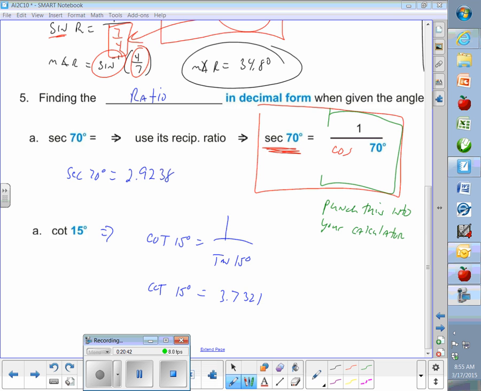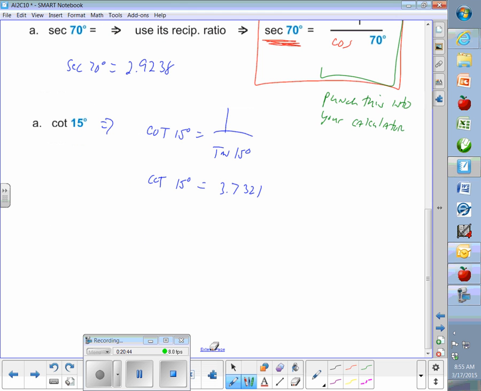All right, it's just 1 over the tangent of 15 degrees. That's all you're doing. And that is punchable into your calculator. You just punch that in. But you have to know that the cotangent is 1 over the tangent. Aiden?